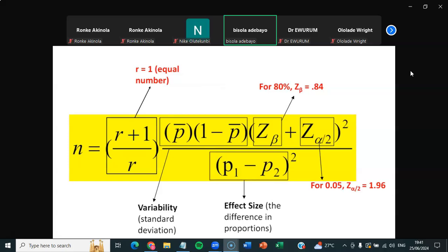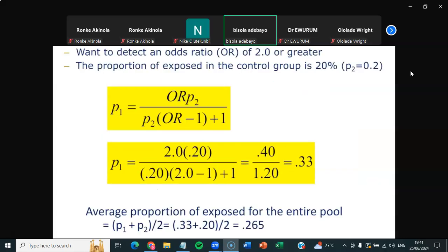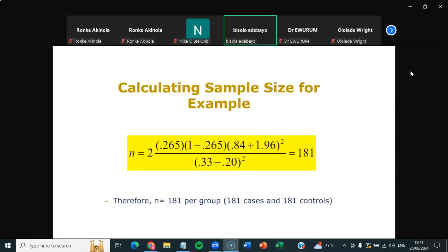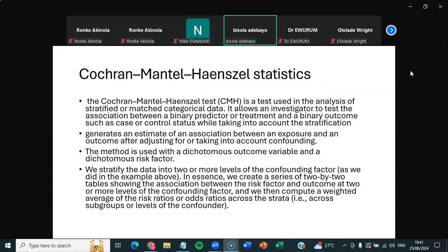So 80% power, that's Z beta, which comes to 0.84, and then 1.96. These are all things that we know. Usually you can find an average proportion for an entire pool instead of looking for one, so you just put it in. This is how you pool your proportion. This is the formula for pooling the proportion for the two groups, so that we now have 0.03. And then we calculate our sample size. There are sample size calculators, so we don't need to cram any of the sample size.